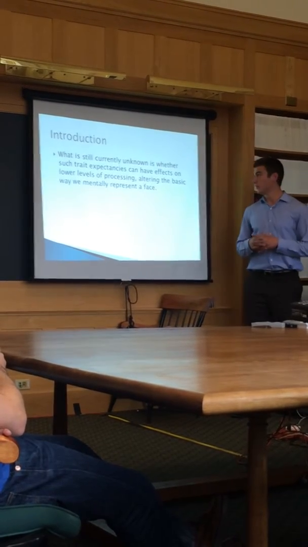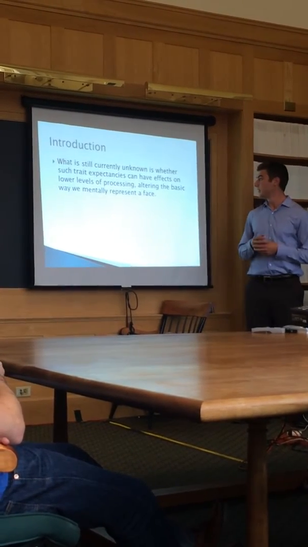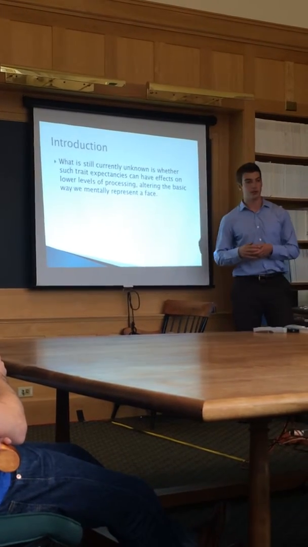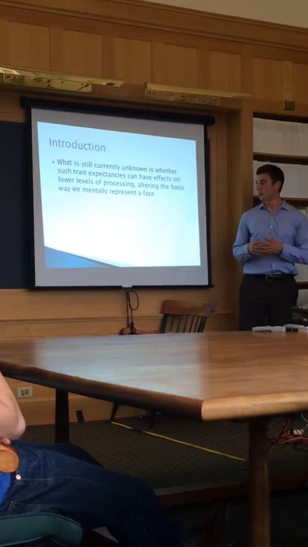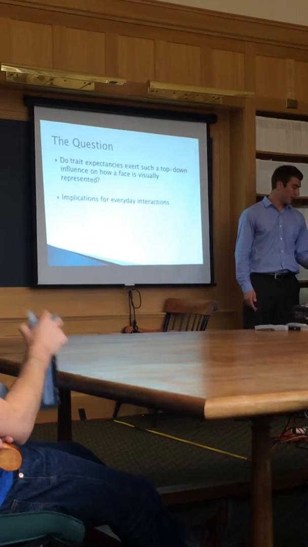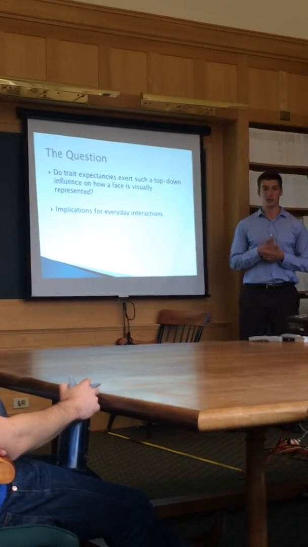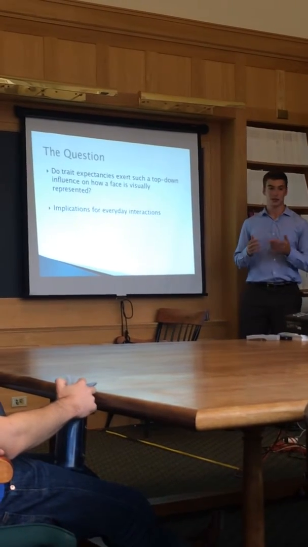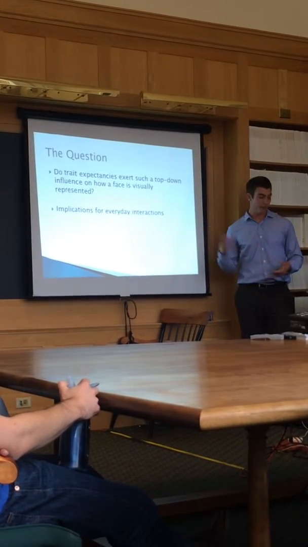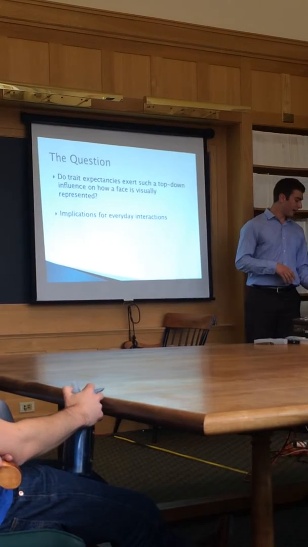But what is still currently unknown is whether such trait expectancies can have effects on lower levels of processing. So can these trait expectancies alter the basic way we mentally represent a face? And that's the question I was trying to answer with the study. Do trait expectancies exert such a top-down influence on how a face is actually low-level visually represented?